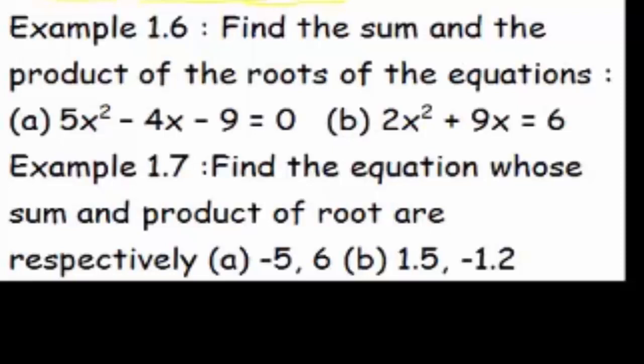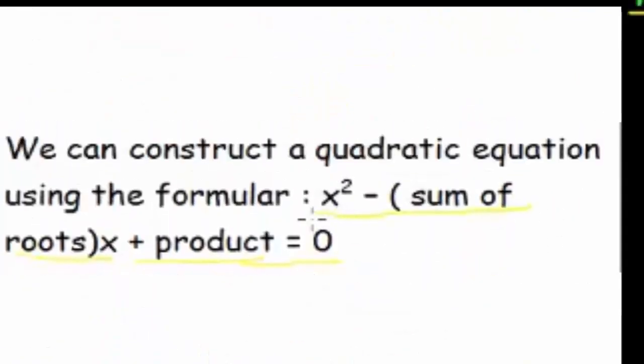Now let us see. Remember, I told you initially when I started this class about construction of a quadratic equation. The formula for constructing a quadratic equation is on the board here: x squared minus sum of roots x plus product equal to 0. So let us use this formula now to get the equation we are looking for. All these formulas I'm giving you are so important. You need to know them very well, because each of them will be useful based on the kind of question you are asked to do.